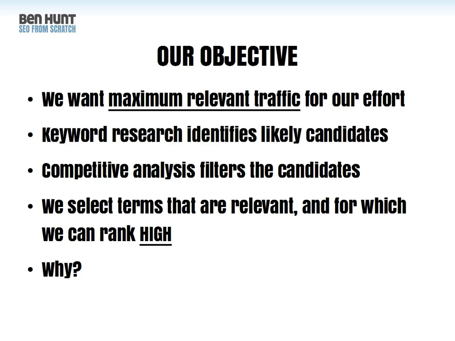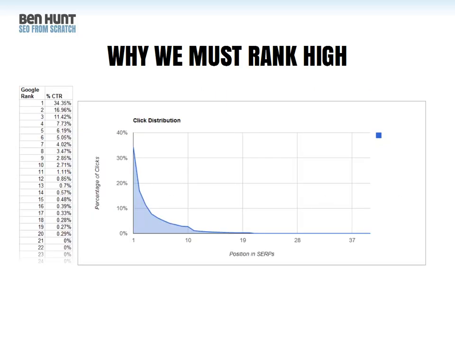Why is it important to rank high? Well, here's why. The chart on the left-hand side shows data that's come from various research that gives us the average click-through rate. This is the click distribution throughout the top 20 search results on Google. So what this is saying is, on average, taken over a very large sample, the number one result in Google for any search term is likely to get around one click out of every 3 clicks. The number two result gets a little bit less than half of that, about 1 in 6. The number three result gets about 1 in 9, and so on.